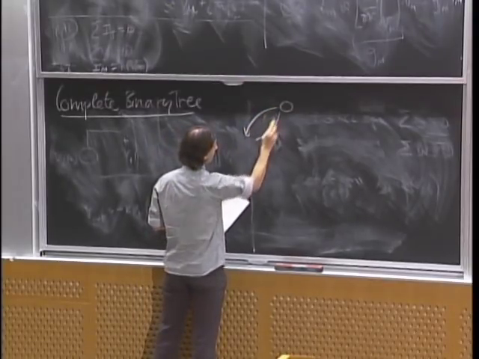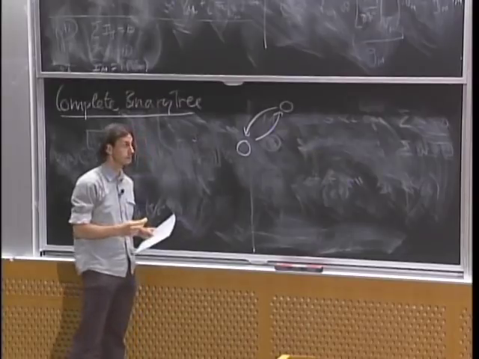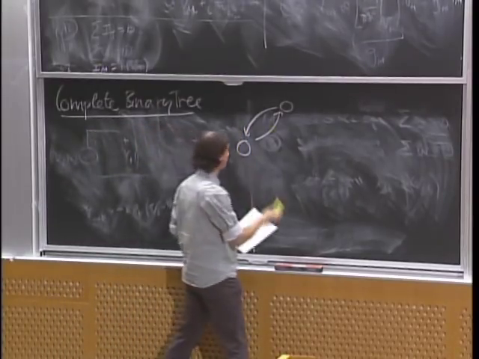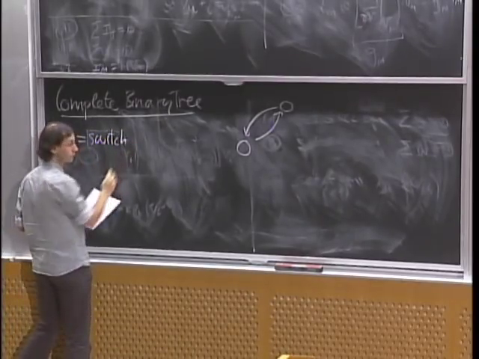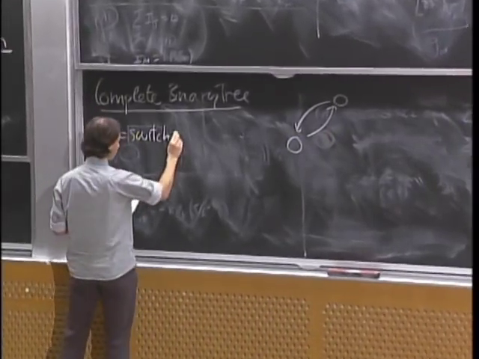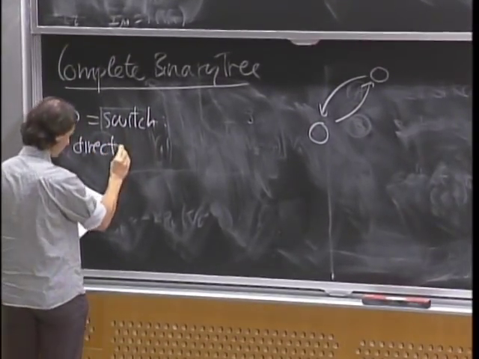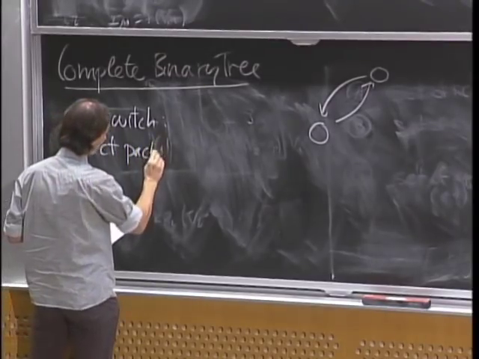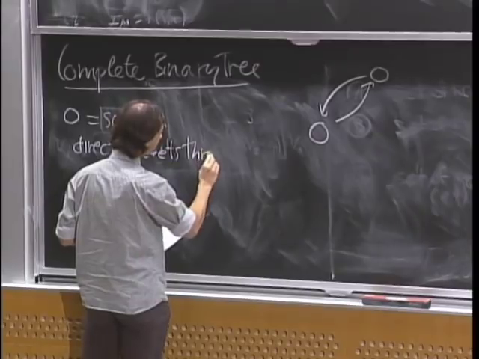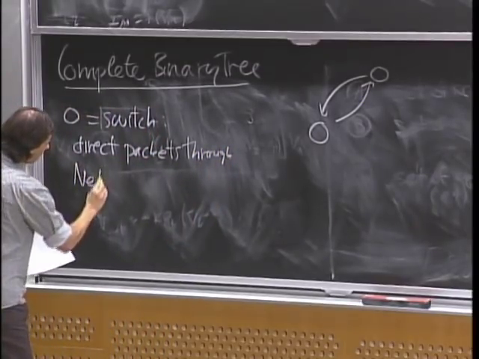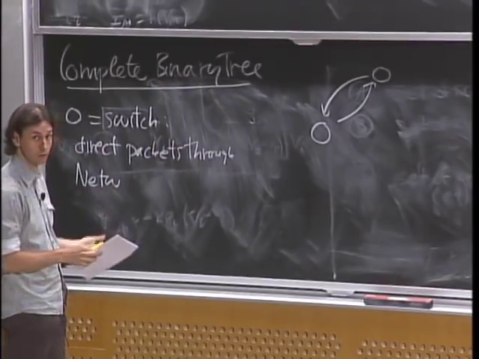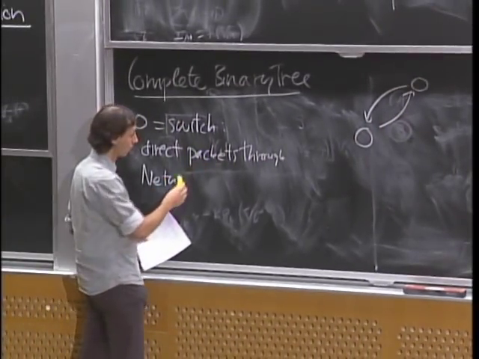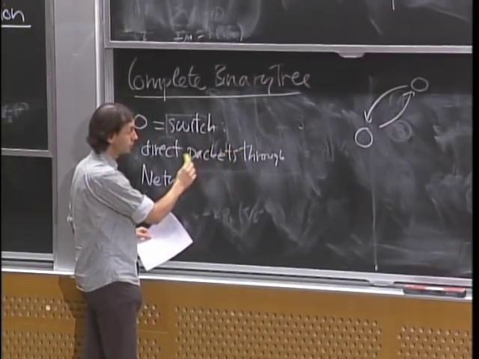We have vertices that represent here the switches. So these circles, let me explain it over here, actually represent a switch. And the idea is that these actually direct packets through the network. And these packets are fixed-sized packets of data, so like, I don't know, say 4,000 bytes or bits or whatever the network wants you to comply to. So these are fixed-sized pieces of data.